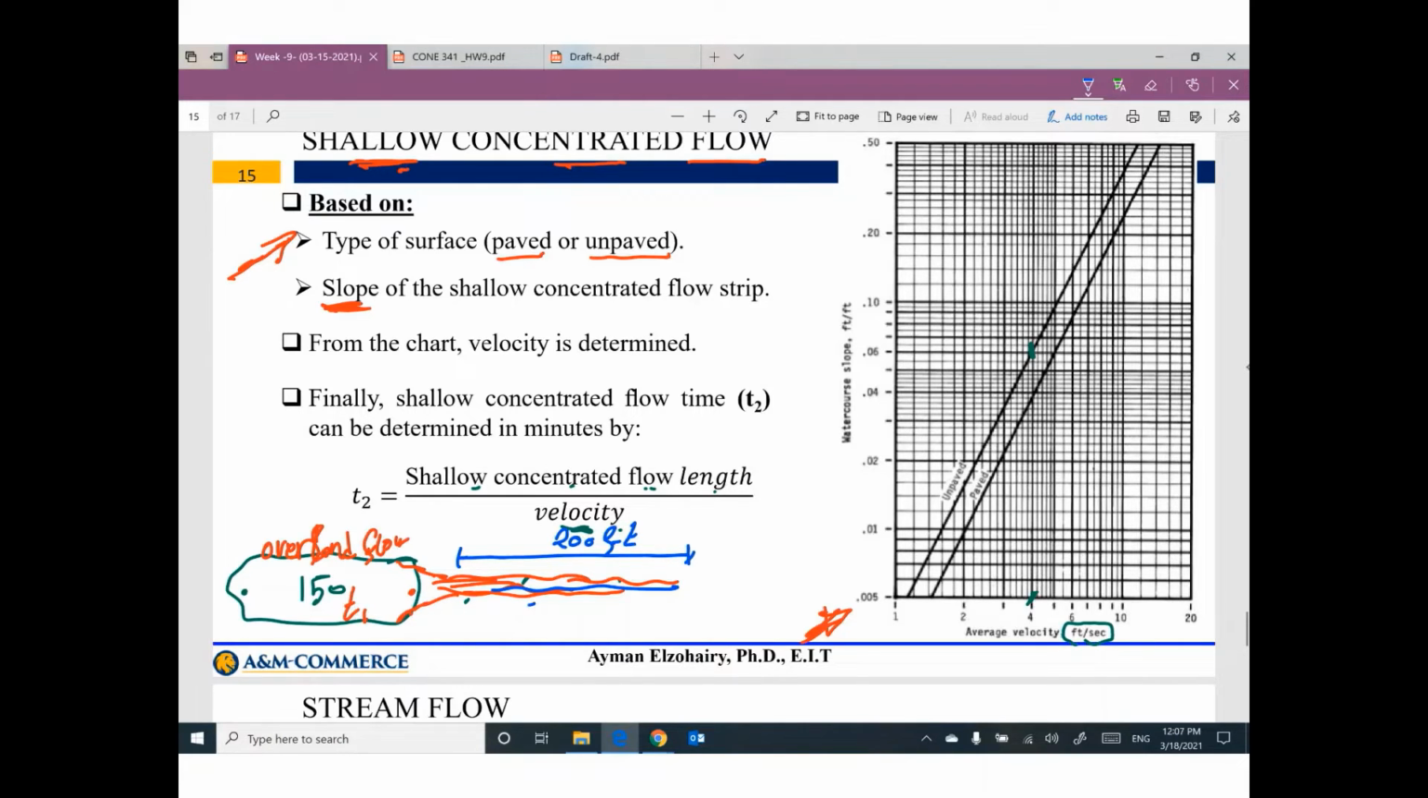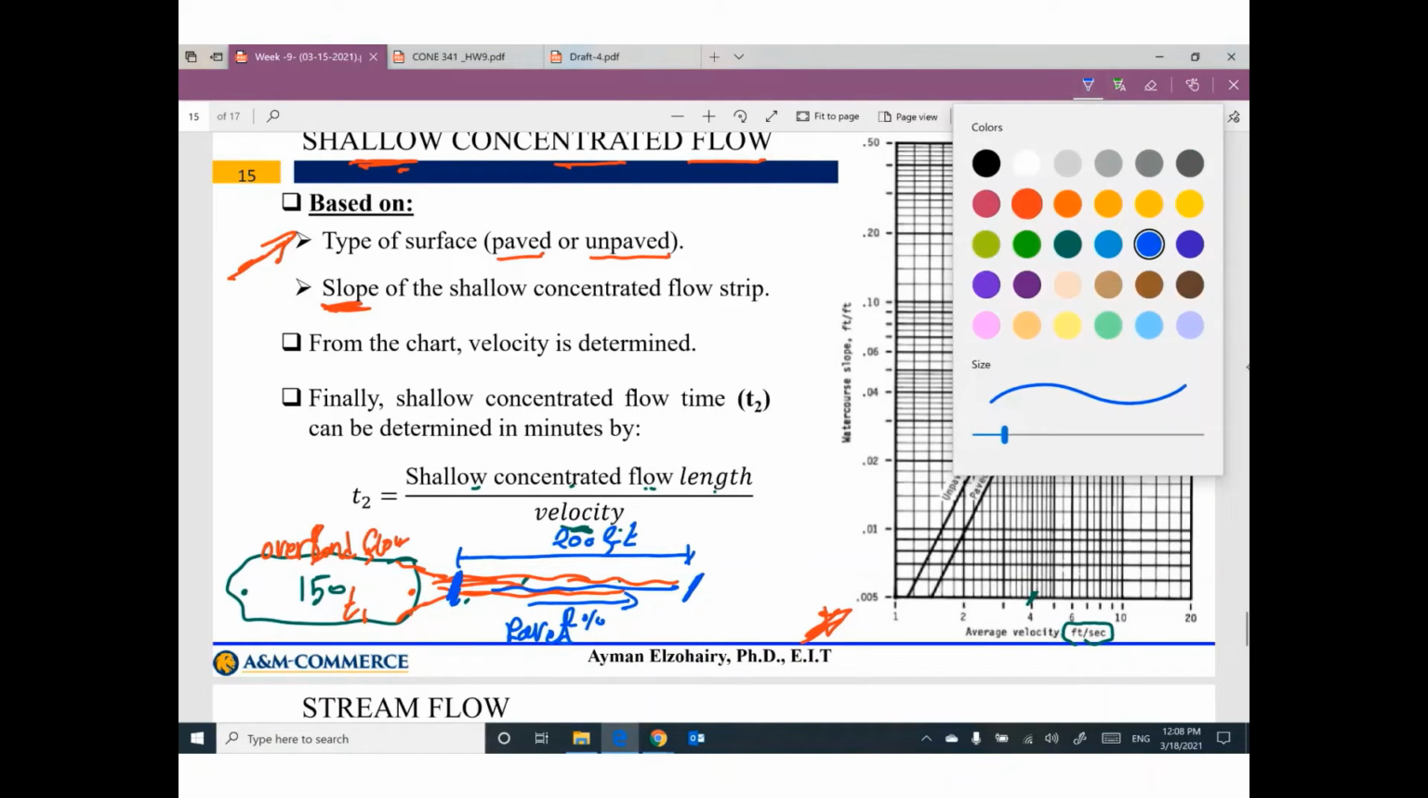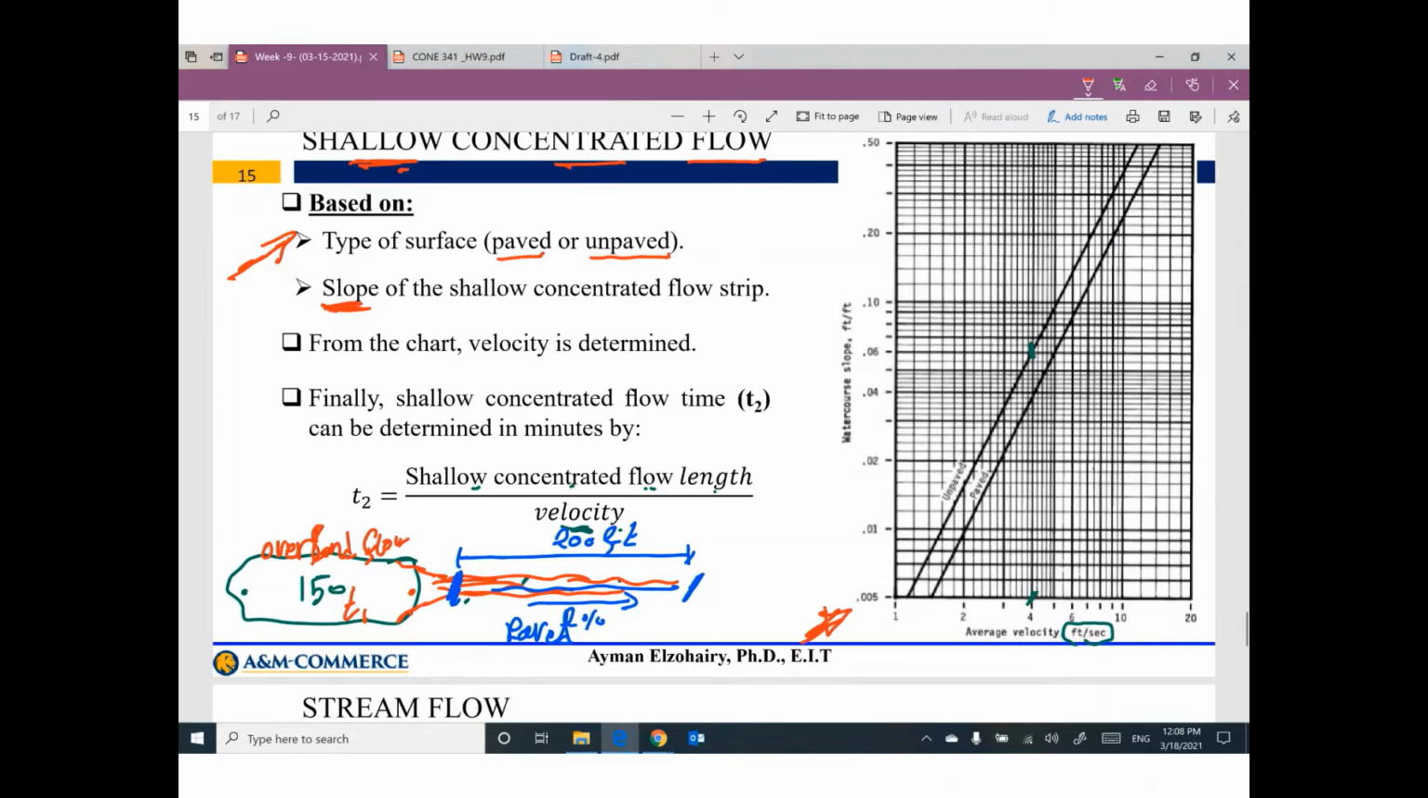And the slope of flow here is 2%. And the ground surface here is paved. We have an asphalt layer or concrete layer or whatever. What is the time needed for this water to reach from this start point to this end point?